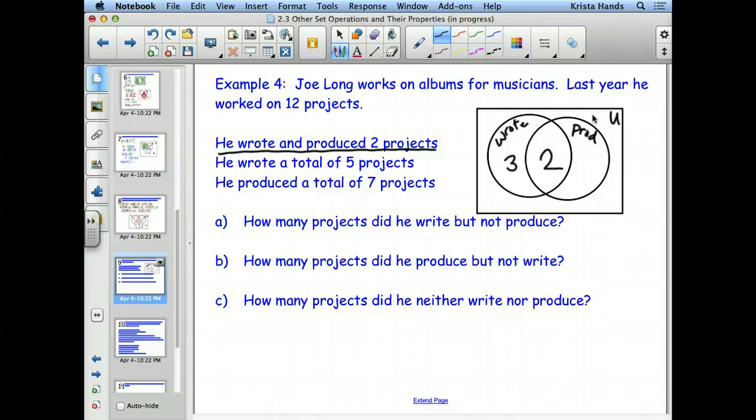Okay, make sense? Yeah, I thought that when you abbreviated the second circle PROD, it was for project. And I was like, oh, produced is actually what we're doing, yeah, produced.